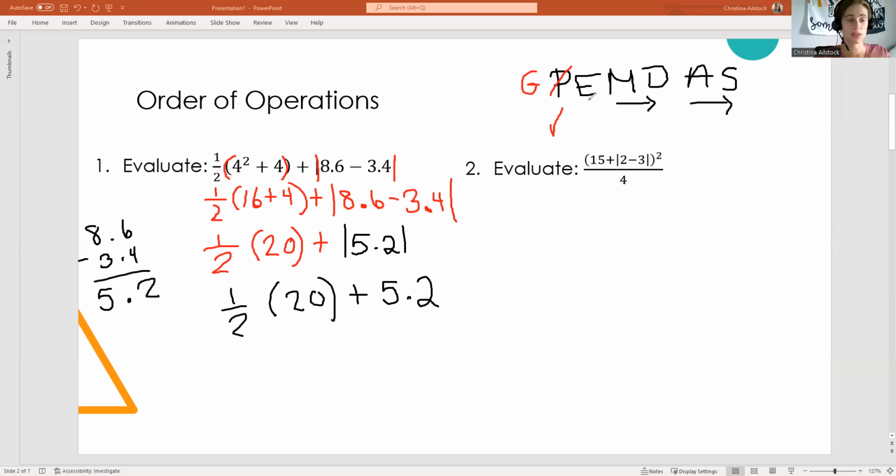Check. Now that the grouping symbols are done, do I have any more exponents? Nope, so I can skip that. Now multiplication and division, that I do see. I have multiplication here, 1/2 times 20. When we multiply fractions, remember that we multiply straight across. But I see a problem here. This 20 isn't a fraction. We can rewrite any number as a fraction by putting it over 1. And then we'll just multiply straight across. 1 times 20 is 20. 2 times 1 is 2.